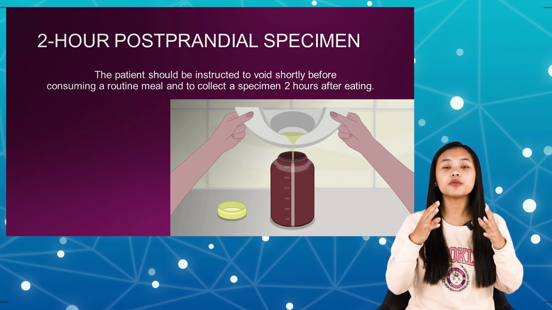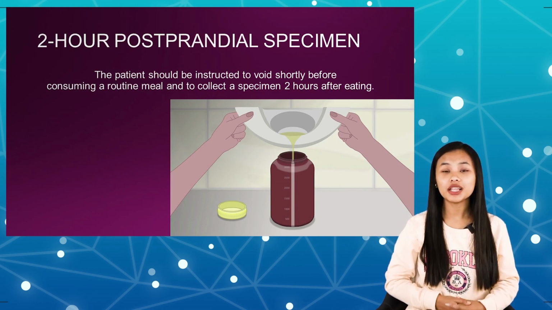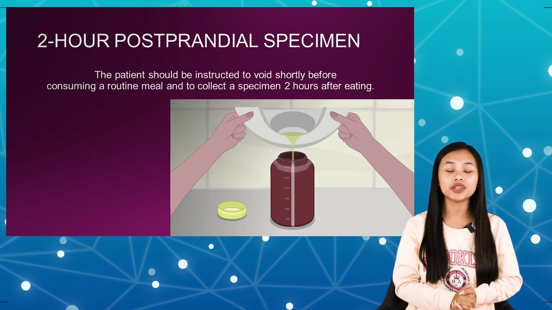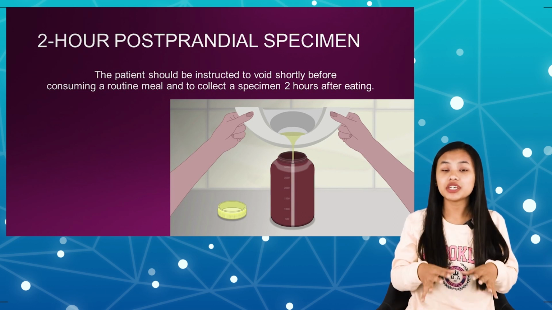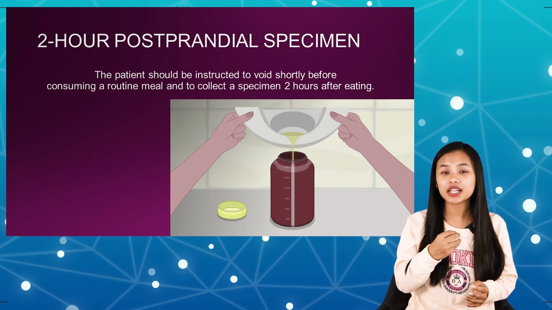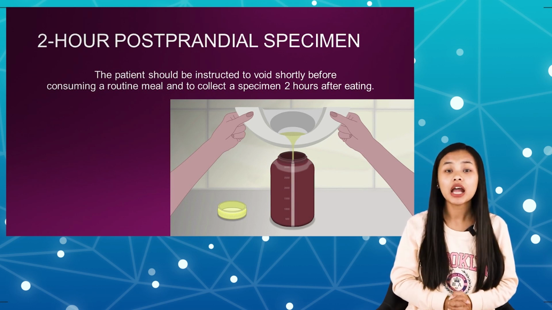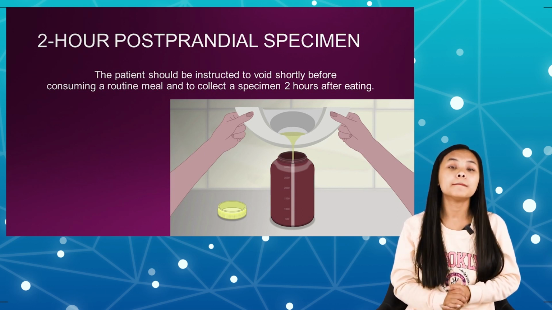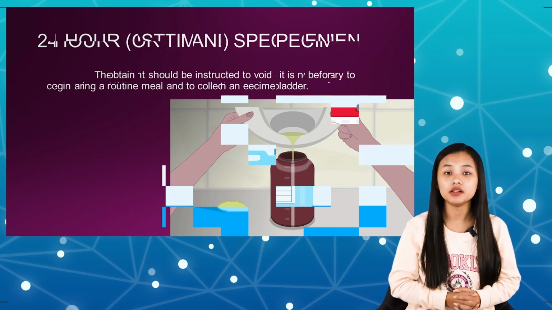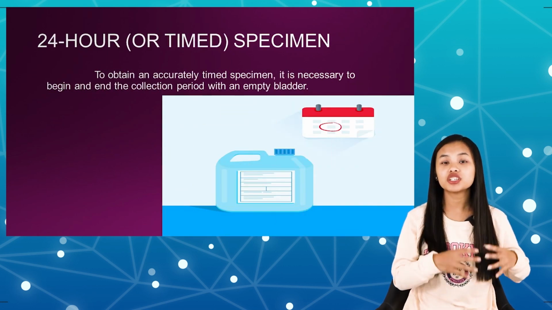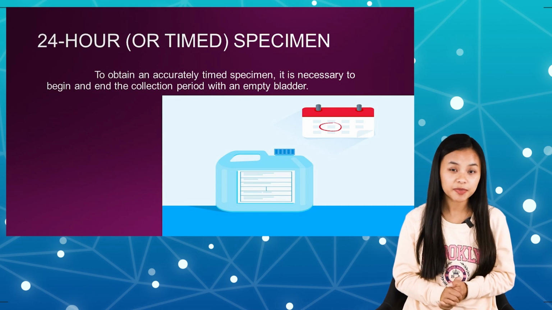For example, if a person consumes his routine meal at 12 o'clock, then what we will be doing is, we will be telling that person to empty his bladder before he has his meal, and soon after he has his meal at 2 o'clock, he must collect the specimen. That is 2 hours after meal. Moving on to the next one, which is the 24-hour or the timed specimen.